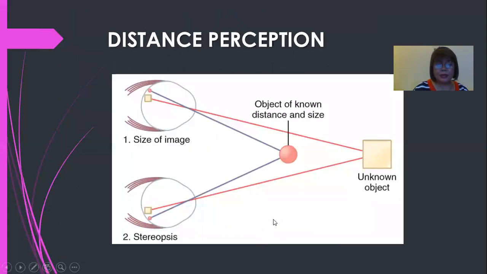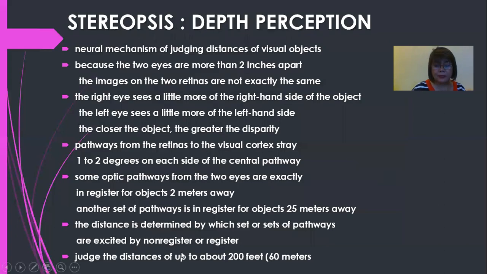Okay, like this one there. This, for example, is at 25 meters away, it falls here. This is at 2 meters away, it falls there. So it is perceived as nearer or farther. Okay. And you can only judge the distances up to 200 feet or 60 meters. Beyond that, you can no longer see if it's farther or nearer to your eyes.